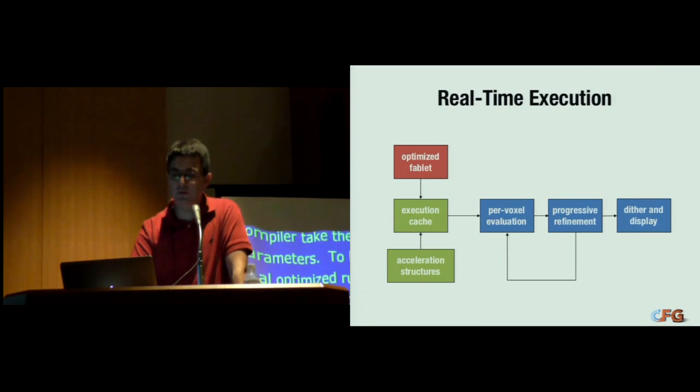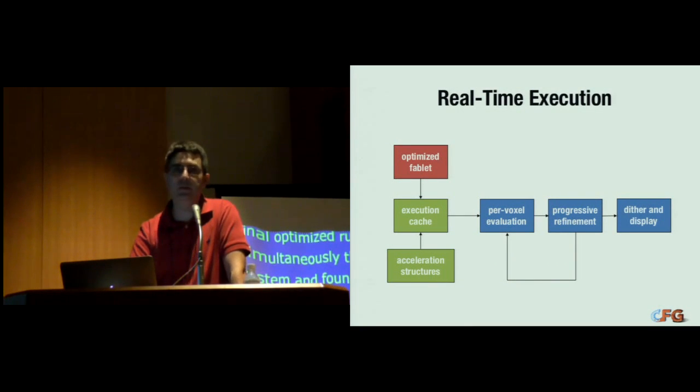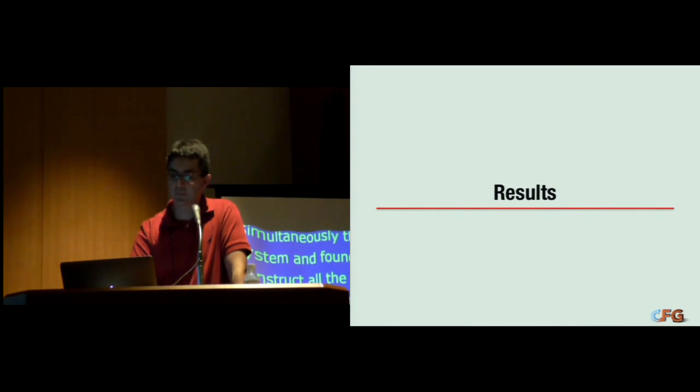During execution, we form a hierarchy of voxels similar to image pyramids. We progressively refine while continuously displaying intermediate results until we reach the target printer resolution, at which point we perform a material dither and display the final results.